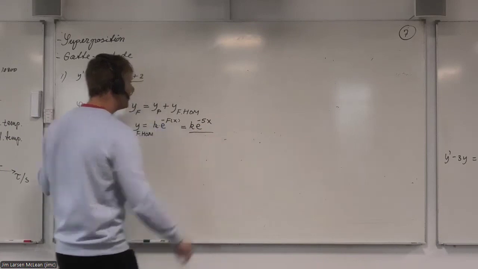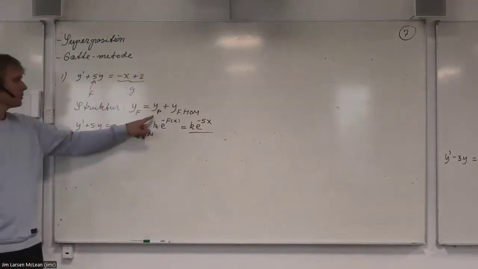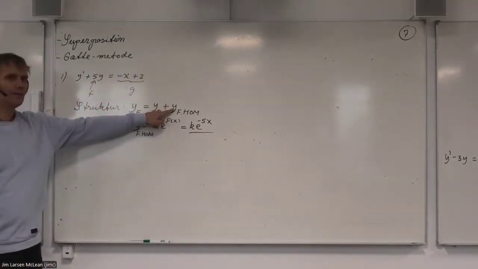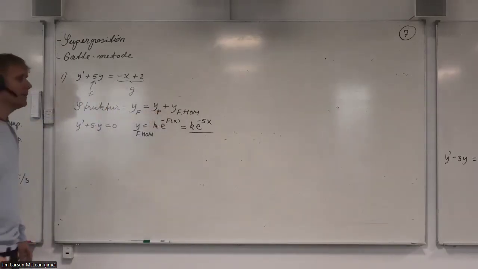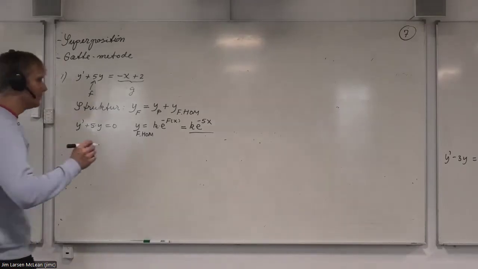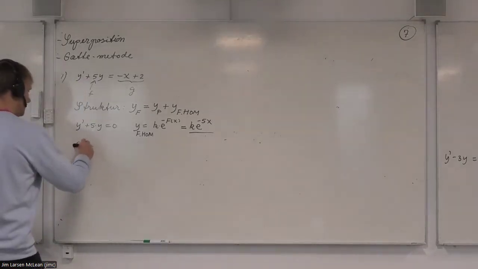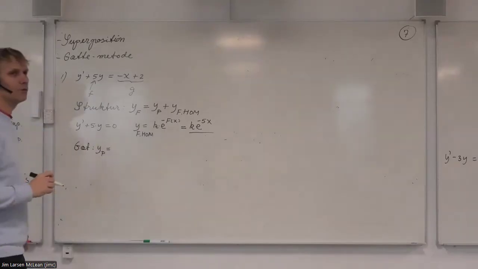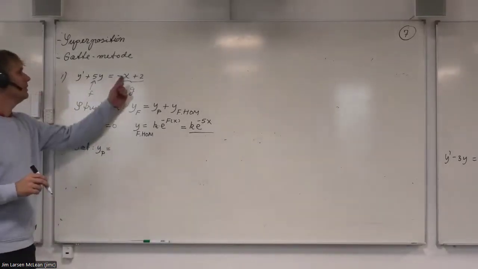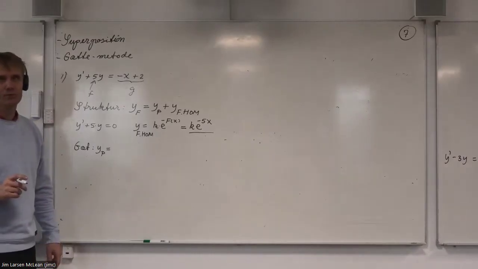That means I'm already halfway. Now I've figured out what goes there. Now I just need a particular solution, and then I am done. And that particular solution is the one you can guess. So we are now guessing that the particular solution is a linear function. Why do we guess that? Because the right side is a linear function.